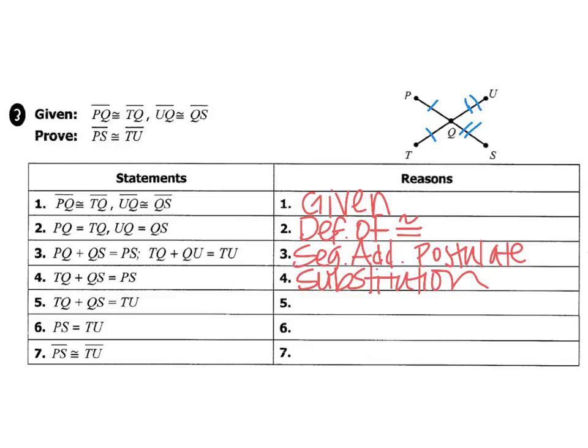Then, how do we get statement number 5? Statement number 5 looks like the second half of statement number 3, except QU, we substituted in QS. And we know from statement number 2 that QU is equal to QS. Therefore, we just substituted QS in for QU. So our reason for statement number 5 would also be substitution.